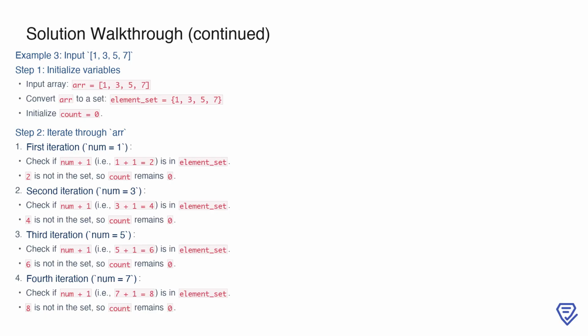On the second iteration, number is 3. We check if number plus 1, which is 4, exists in the set. Again, 4 is not in the set, so count stays at 0. On the third iteration, number is 5. We check if number plus 1, which is 6, exists in the set. Since 6 is not in the set, count remains 0. Finally, on the fourth iteration, number is 7. We check if number plus 1, which is 8, exists in the set. Once again, 8 is not in the set, so count stays at 0.